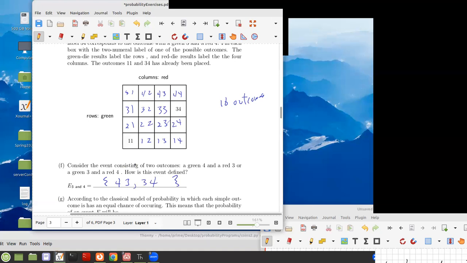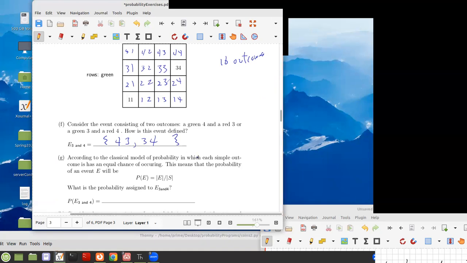Now, according to the classical probability model, in which each simple outcome has an equal chance of occurring, the probability of event E will be this ratio. What's the probability assigned to E 3, 4? This is that the green is 3 and the red is 4. What fraction should I write here? So write that fraction down.